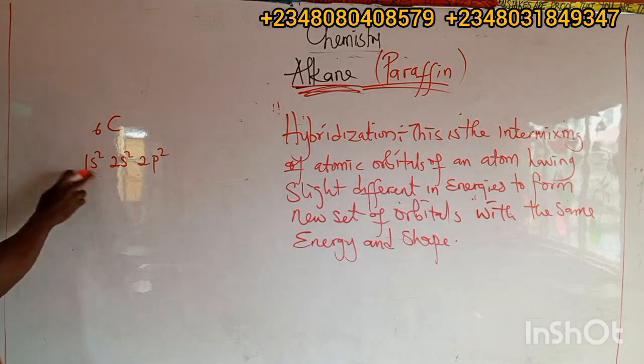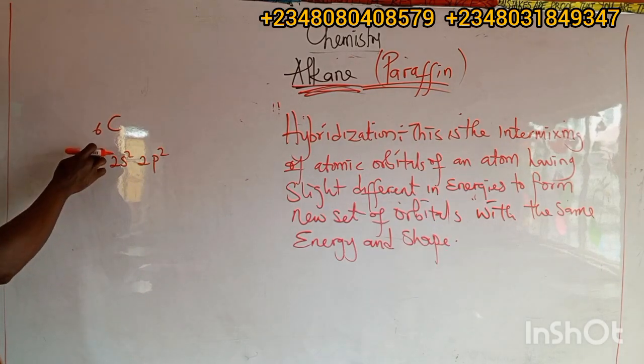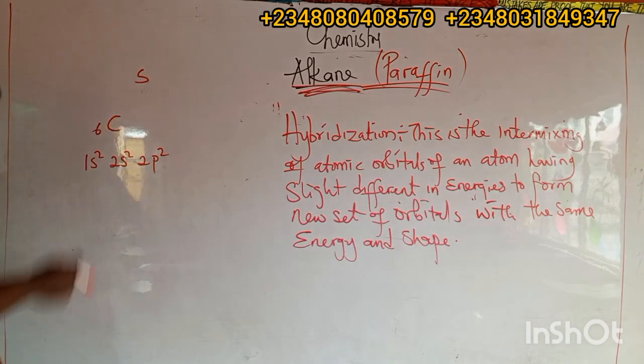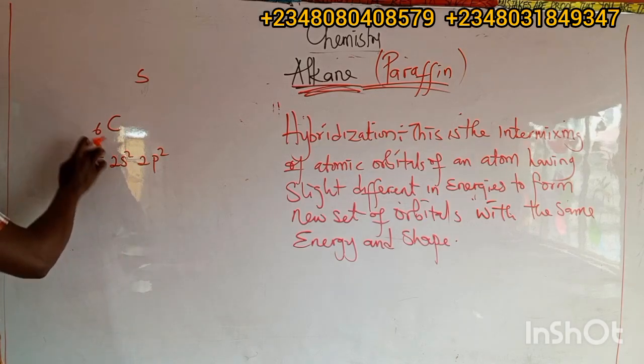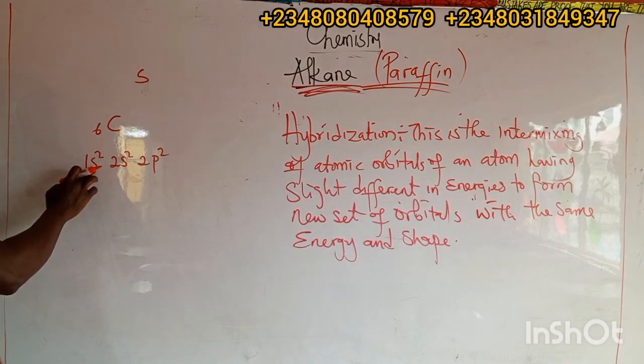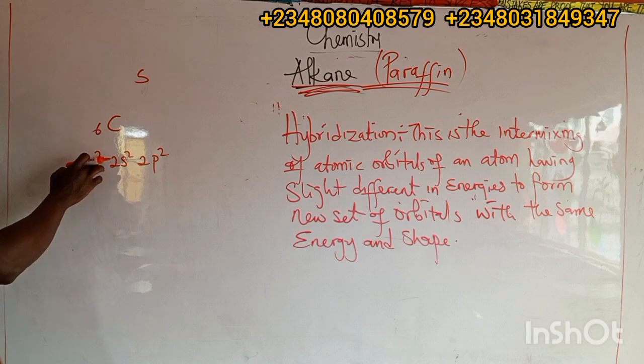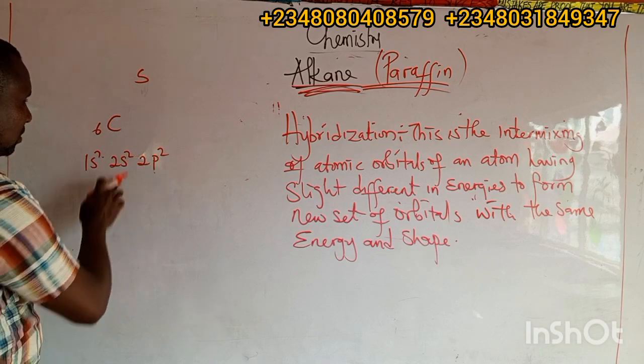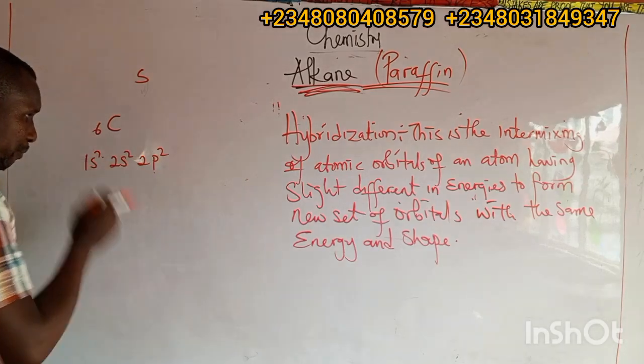And we have this. The first s is filled with 2 electrons. Don't forget, the s shell can take a maximum of 2 electrons. The first energy level, the s shell, has been filled with 2 electrons. Then look at the second s and the second p.